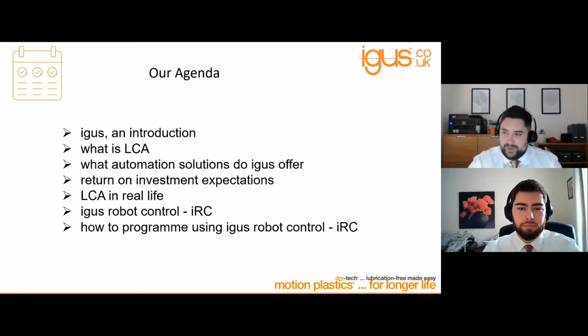So very quickly, in case you weren't aware of Igus, I'm going to give a very brief introduction to the company and then some of the products that we manufacture. What is LCA? I'll say LCA a couple of times through this presentation. It's essentially low-cost automation, just a short form, quicker to say. What automation solutions we actually offer, what return on investment expectations you can see, and some real-life applications.